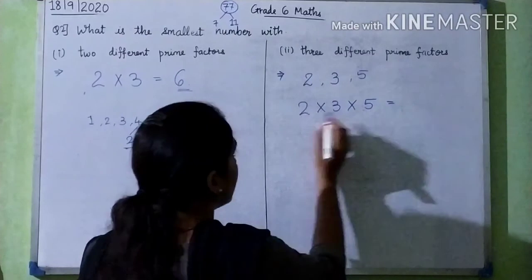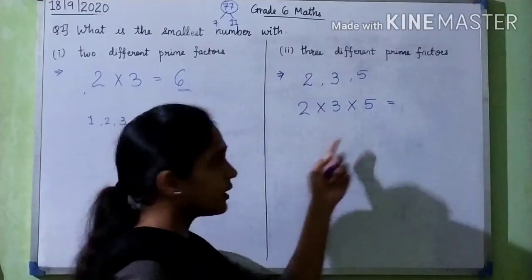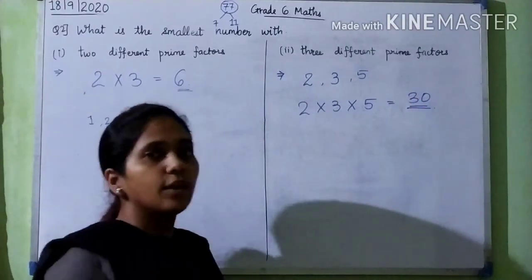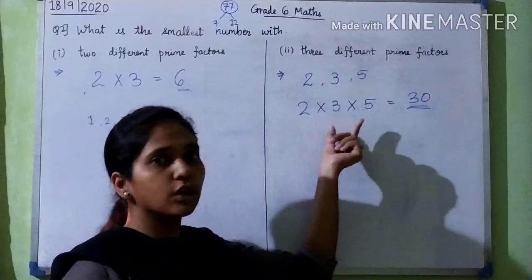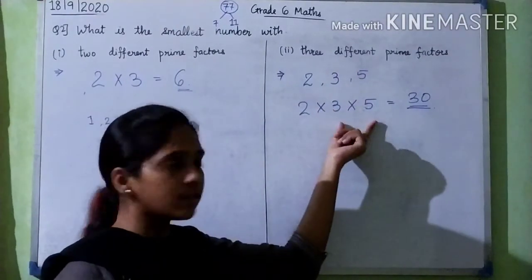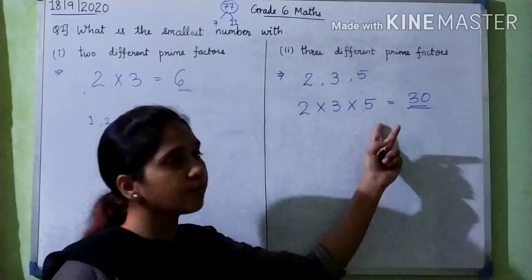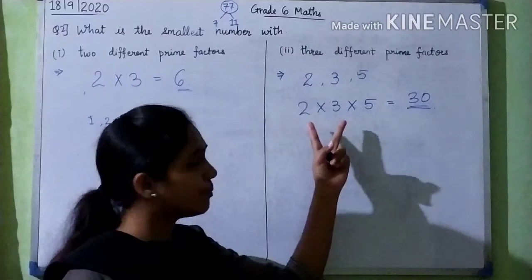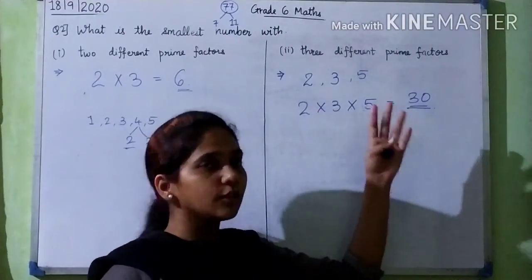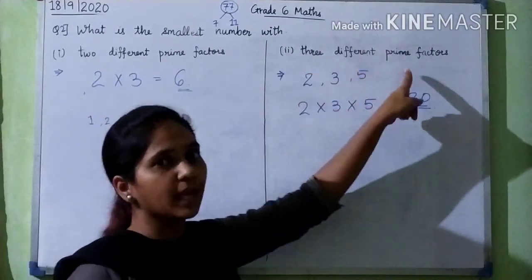So what do we get? 2 into 3 is 6. Then 6 times 5 is 30. So the number is 30. So 30 is a number which has 3 smallest prime factors, and they are different. Okay, 2, 3 and 5 all are different numbers, and they are prime also. So these 3 are the factors of 30. So 30 is the smallest number with 3 different prime factors.